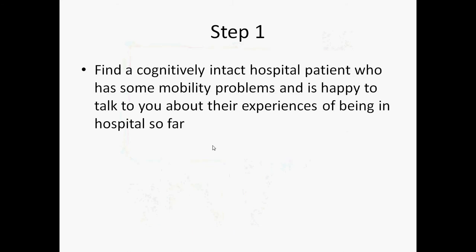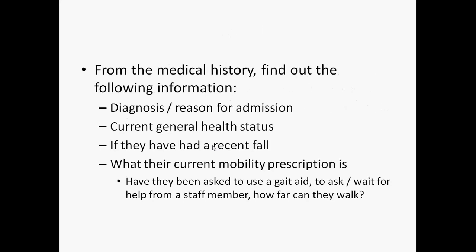First thing I want you to do is to find a cognitively intact hospital patient who has some mobility problems and is happy to talk to you about their experiences of being in hospital so far. From their medical history, I want you to find out the following information. I want you to know what their diagnosis or reason for admission is. I want you to get a sense of their current general health status and if they've had a recent fall or not. Also, I want you to find out what their current mobility prescription is.